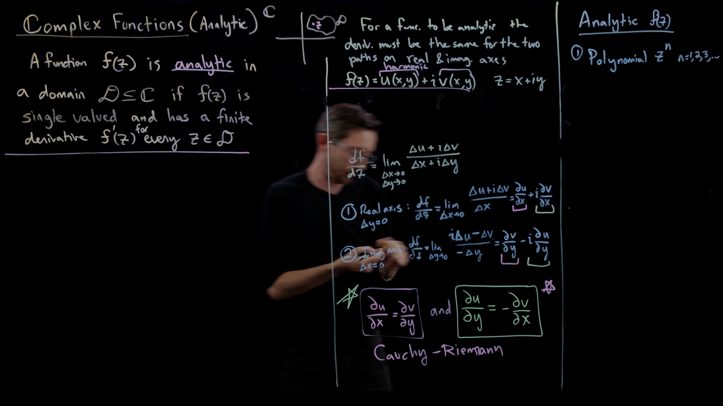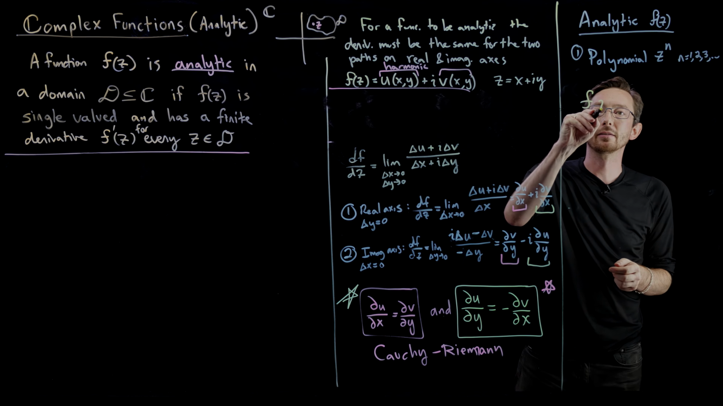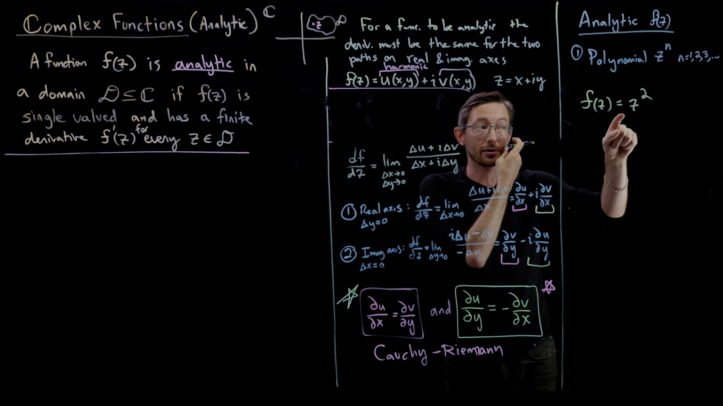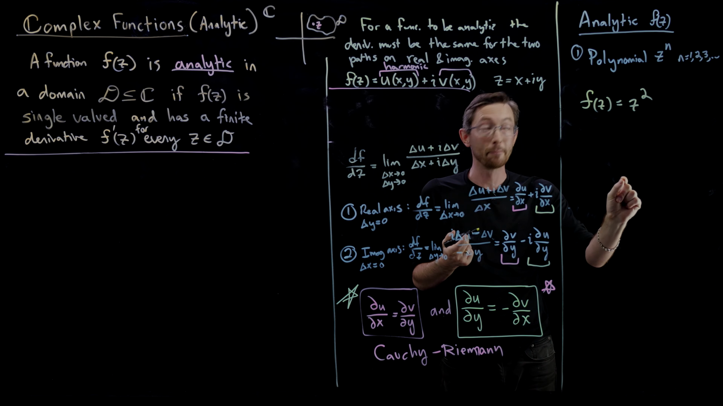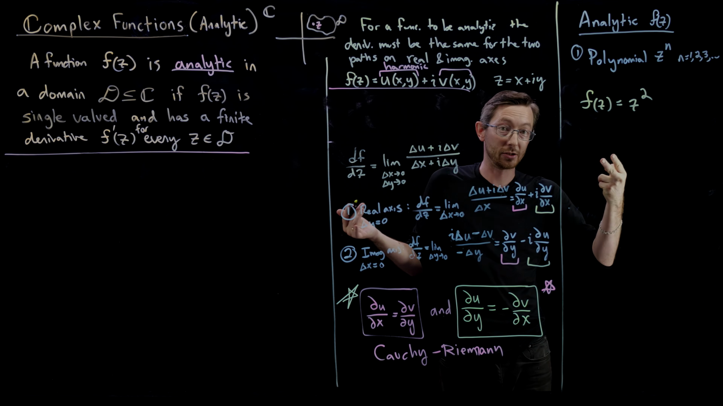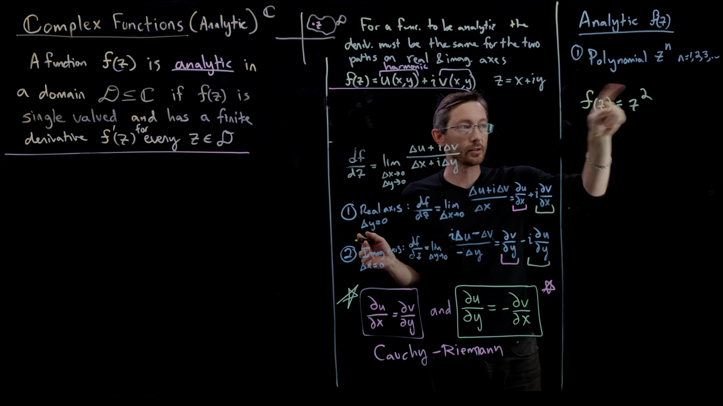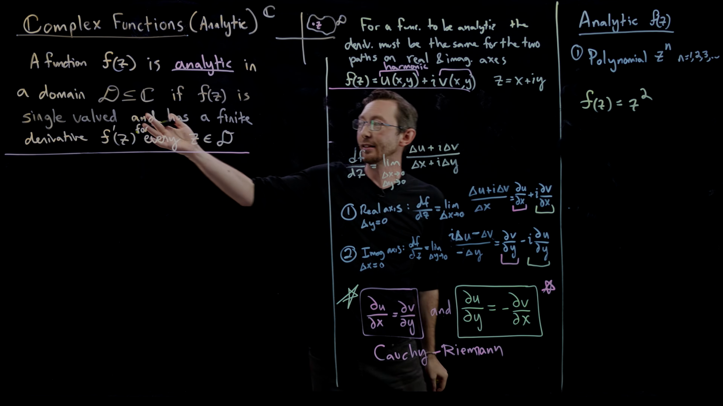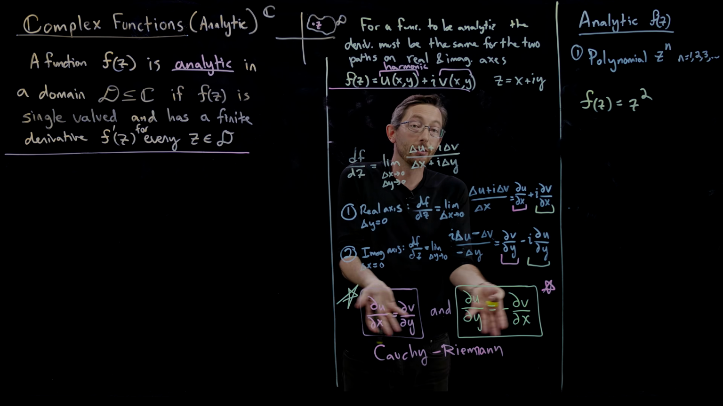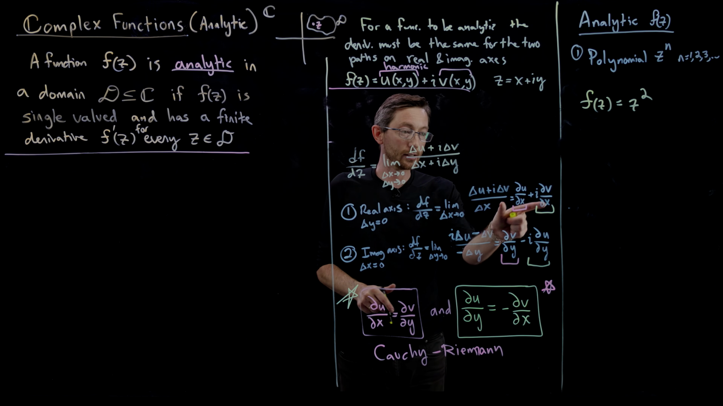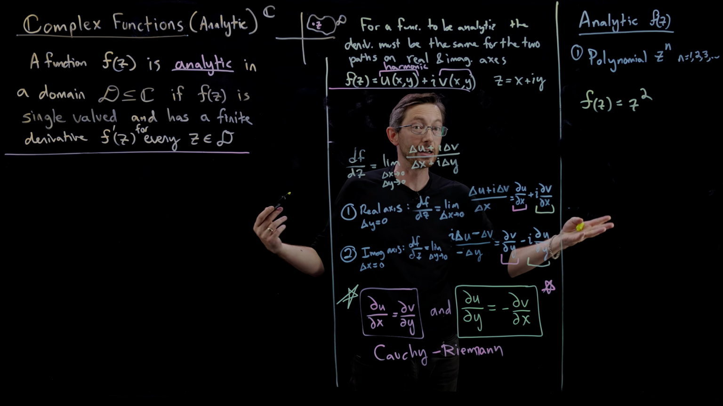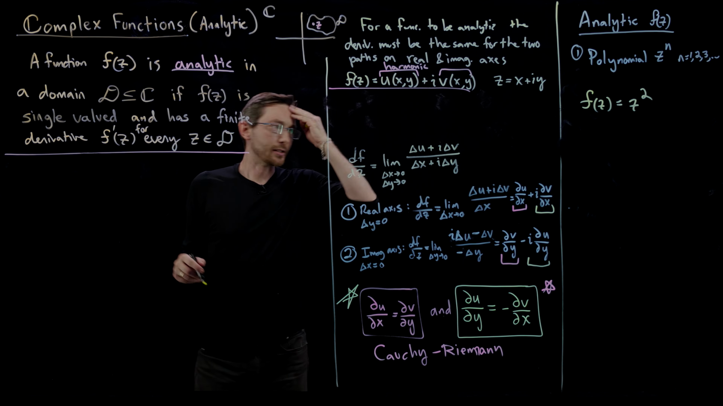What I'm going to do is take the function f of z equals z squared. Again, this is a single valued function. If I pick a specific z, there's only one number z squared. Unlike z to the 1/2, which has 2 values, z squared has 1 value, so it's single valued. And what we're basically going to do is show that the Cauchy-Riemann conditions hold so that the derivative along the real axis and the derivative along the imaginary axis are equal to each other.